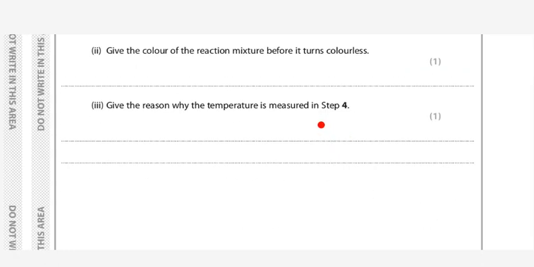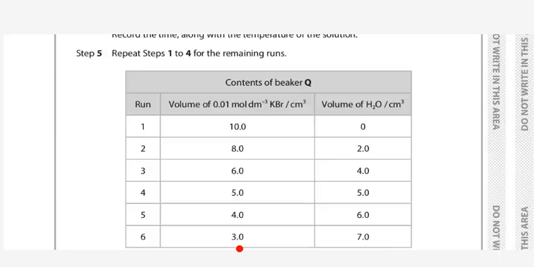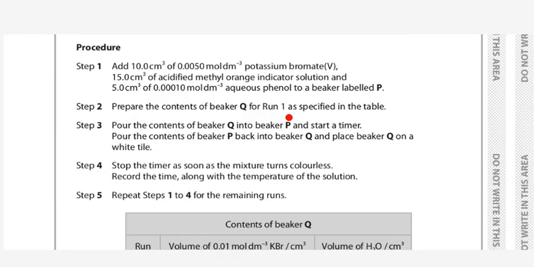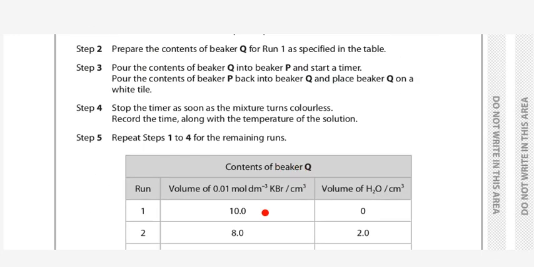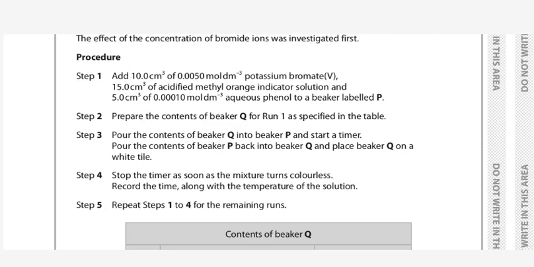Give the reason why the temperature is measured in step 4. We have to make sure the temperature is constant, because we are changing the concentration of KBr. Temperature affects the rate, so we had to make sure the temperature is kept constant throughout.